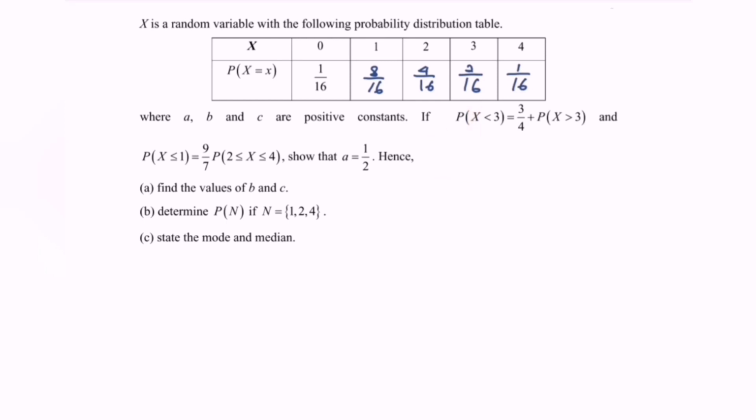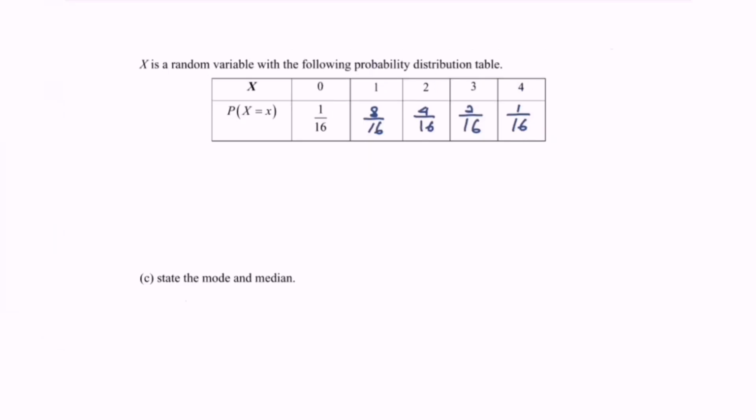So kindly refer to question B. We have the probability for N, and N is a subset with the elements 1, 2, and 4. So it means that the probability for N is equal to the probability for 1, which is 8 over 16, plus the probability for 2, which is 4 over 16, plus the probability for 4, which is 1 over 16. So the probability for N is equal to 8 plus 4, where we have 12, plus 1, and we will have 13 over 16.